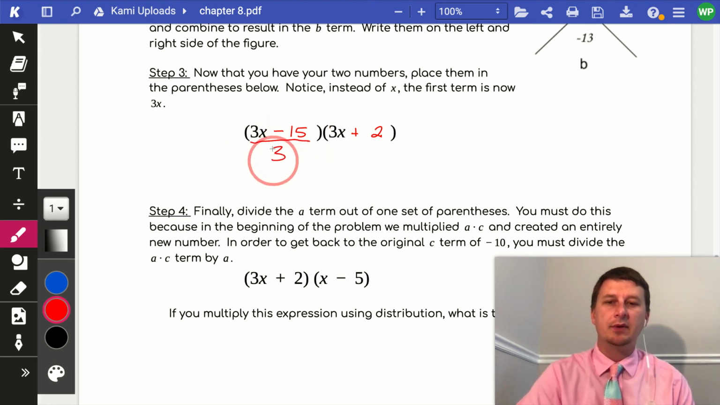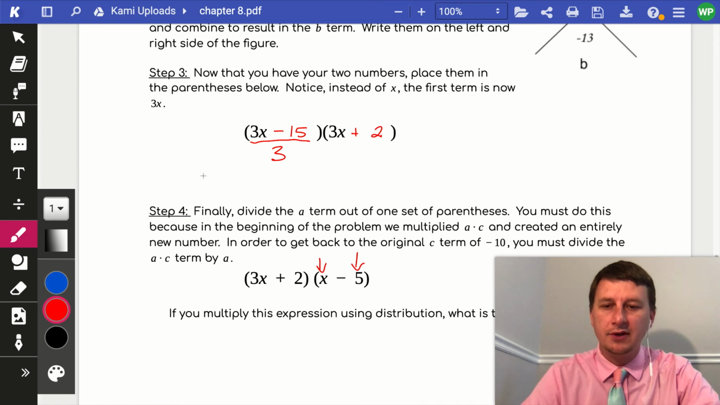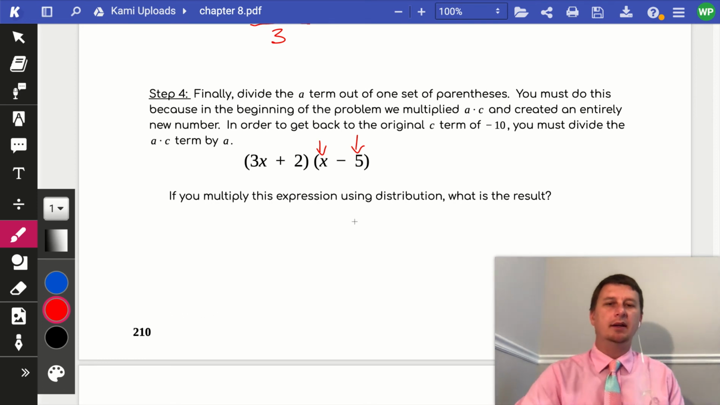So we're going to divide this one by 3, and we get 3x divided by 3 is x. And we get negative 15 divided by 3 is negative 5, and that's what we have here. So our final factored version here is going to be 3x plus 2 times x minus 5. And if we multiply this expression here using distribution or double distribution, what is the result? So let's go ahead and do that.